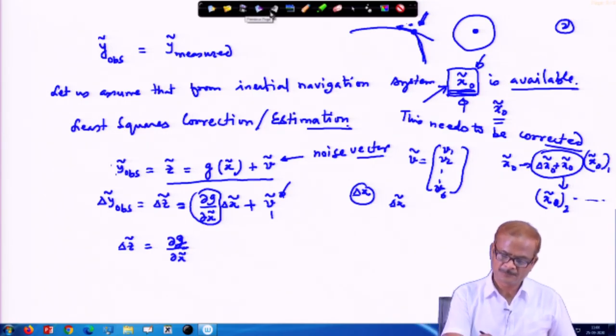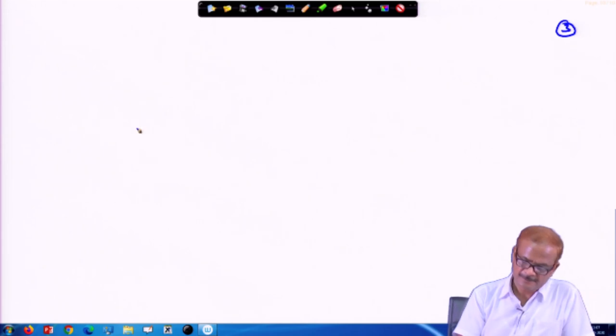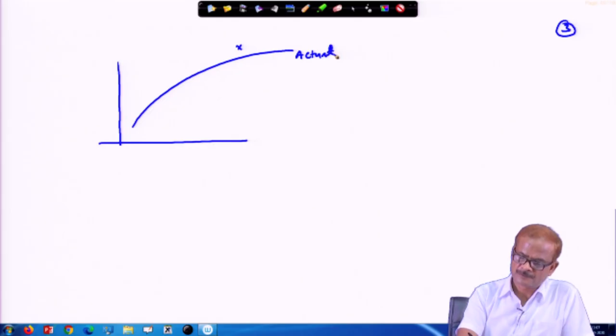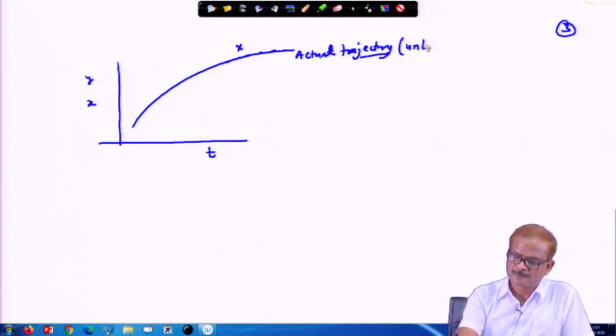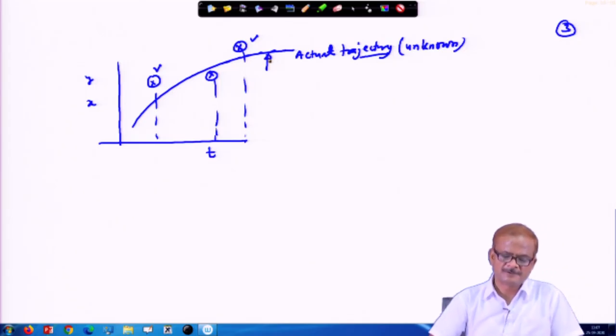Actually, this is a little difficult topic for beginners, and I will make you understand what I am doing exactly in a different way. This is the actual trajectory in one dimension I am showing, and this is t, and here x and y both are plotted. Some relationship is there. So, this is your exact actual trajectory which is unknown, and these are the observed values you have taken at different instants of time. So, using these observed values you have to determine this trajectory, this is the objective here.